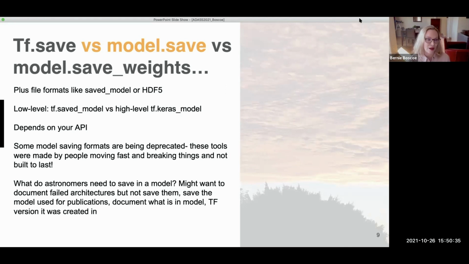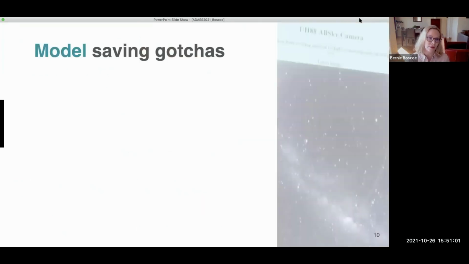And so we might want to document these failed architectures, but not save them. We definitely want to save the models that we use for publications and document what is in these models, and then the TensorFlow version that it's created in. And this is more for transparency, because most likely we would not use the same model again in the future. We would probably find something that is better, or we would improve upon what we have.